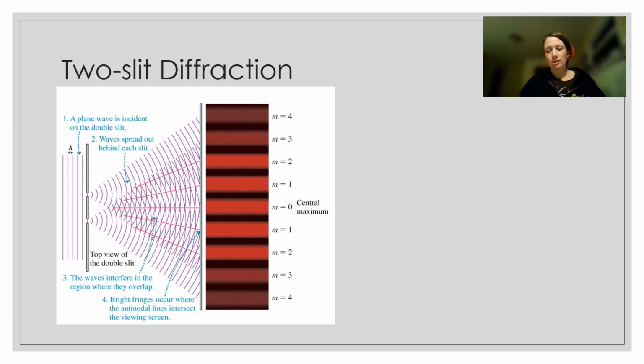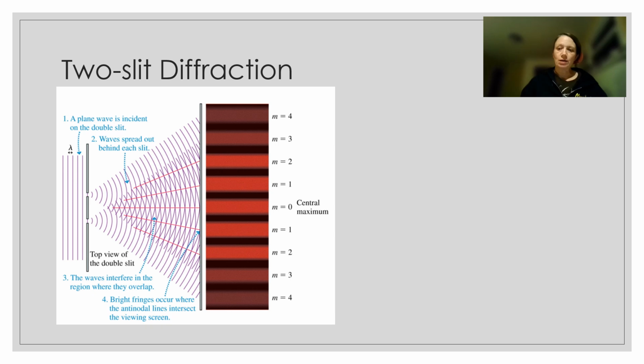We have a light source that's hitting a barrier that has two slits cut into it. And on the other side of the slits, the light wave spreads out as if it's sort of two new light sources. And where those crests and troughs of the light waves line up in the space beyond the screen, we find constructive and destructive interference as represented by bright and dim areas of the light.